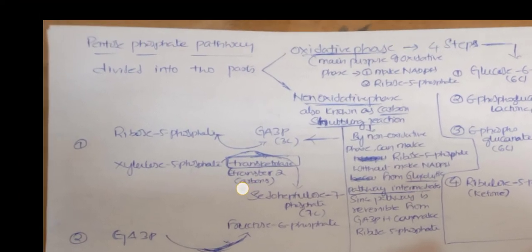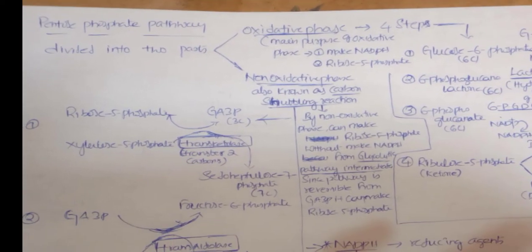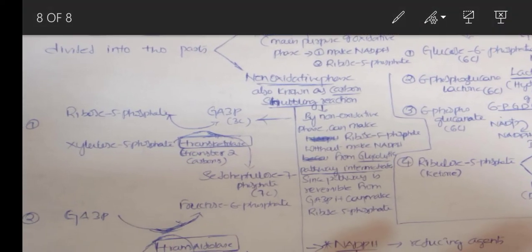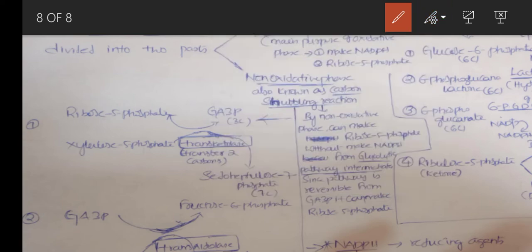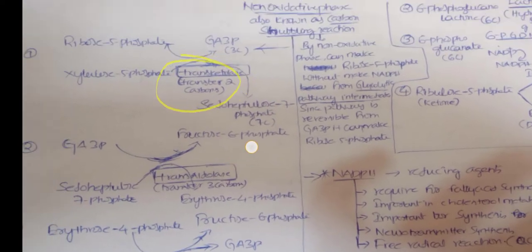In the next phase, that is the non-oxidative phase, I already discussed. Non-oxidative phase is nothing but carbon shuffling reactions. The carbon will be shifted from one product to another product. Carbon shuffling reactions. So what is that? Here two important enzymes are there. If you remember that, the whole pathway will be finished. One is transketolase and one more is transaldolase.